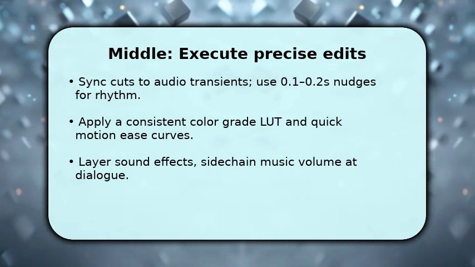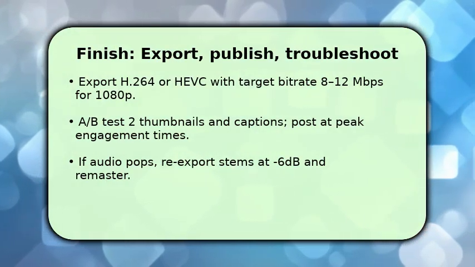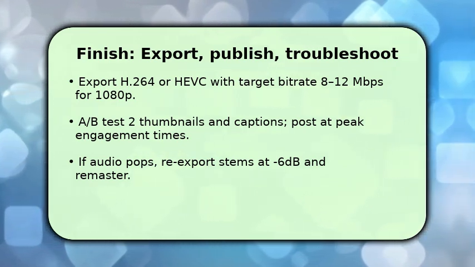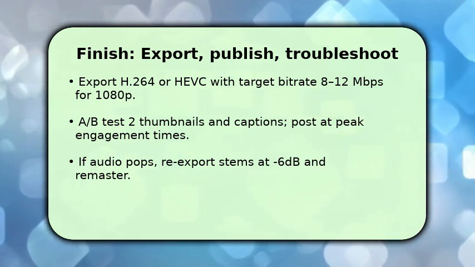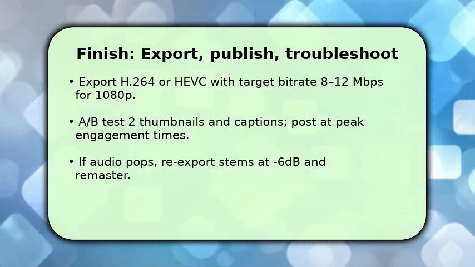Wrap up by exporting with platform-friendly settings. Choose H.264 or HEVC, 1080p, and 8 to 12 Mbps so quality is preserved without huge files. Once exported, craft 2 thumbnails and captions for an A/B test, then schedule at your peak engagement window.